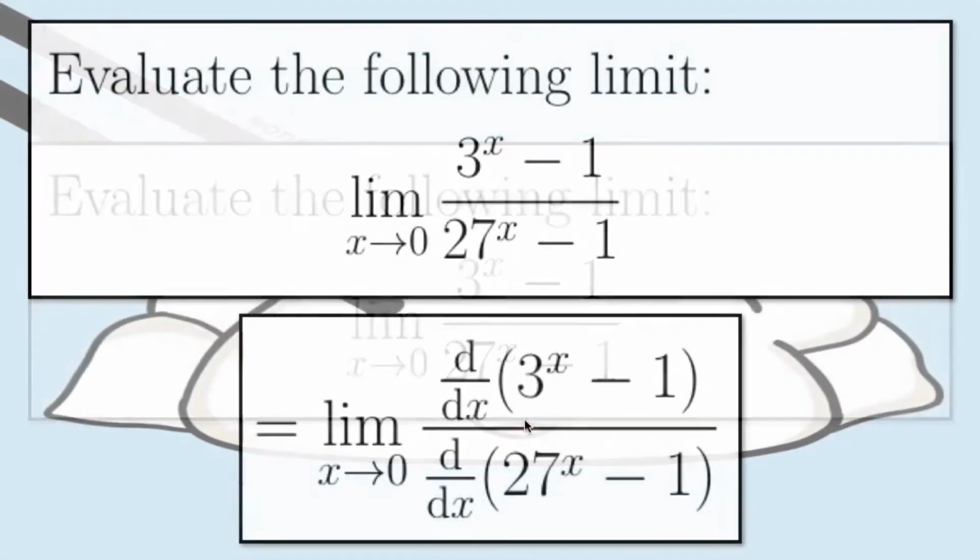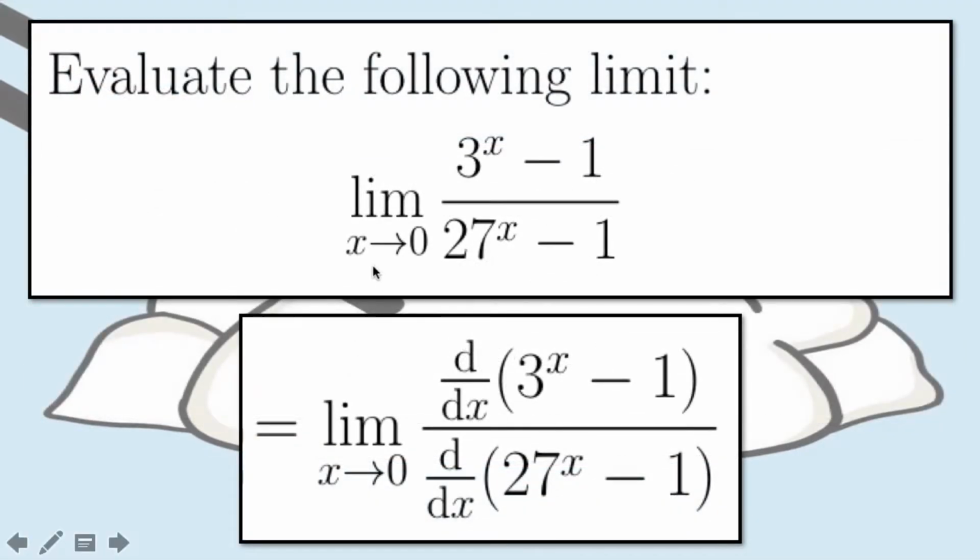So we can say that the limit of 3 raised to x minus 1 all over 27 raised to x minus 1 as x approaches 0 is the same as the limit of the derivative of 3 raised to x minus 1 with respect to x, all over the derivative of 27 raised to x minus 1 with respect to x, as x approaches 0. This is true by L'Hopital's rule. Don't forget to check the very basic thing: if I substitute the value that x approaches, I should be getting an indeterminate form before I can use L'Hopital's rule.